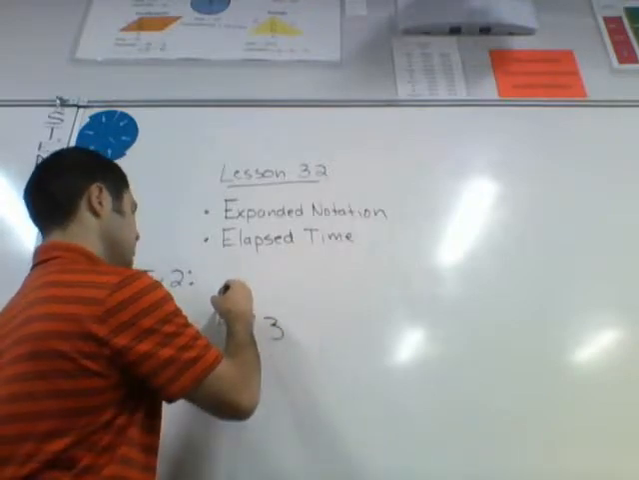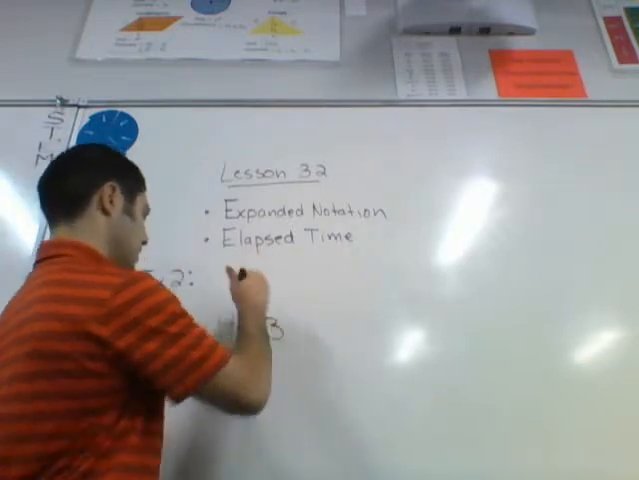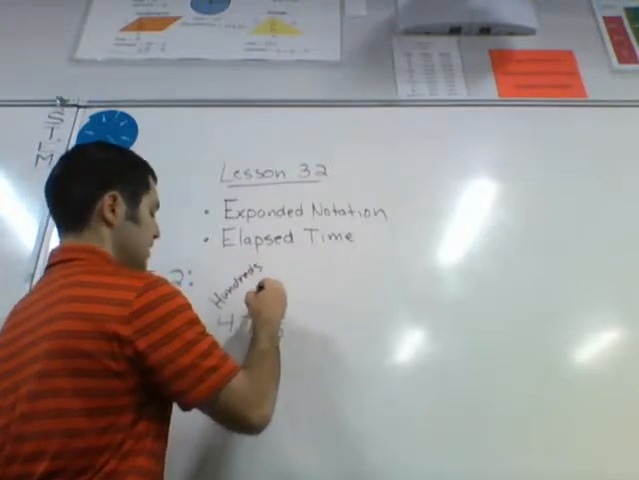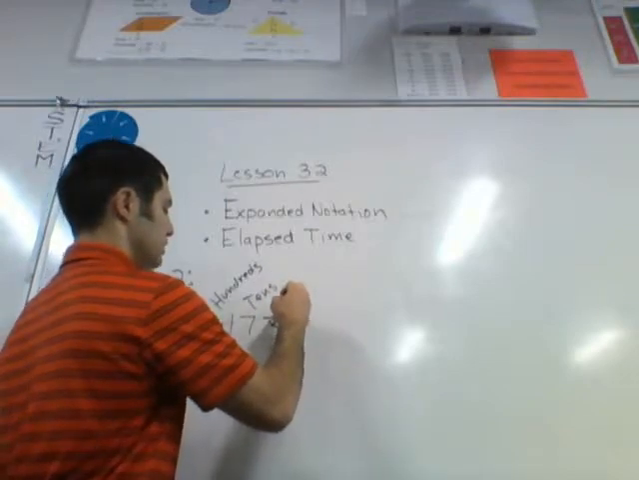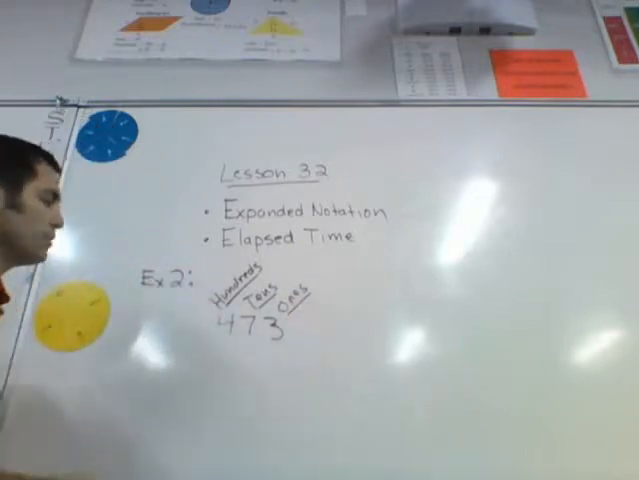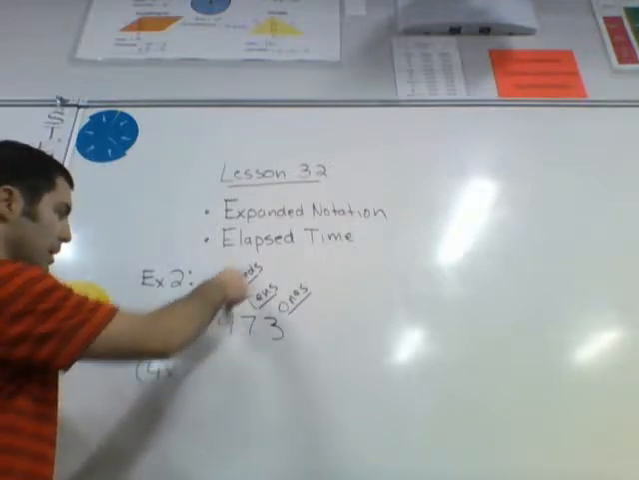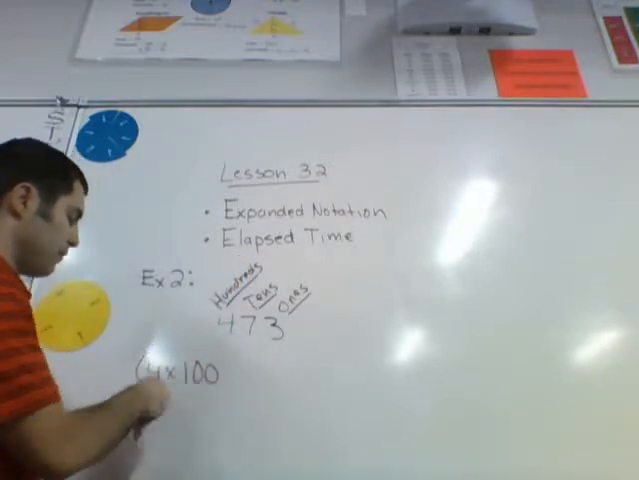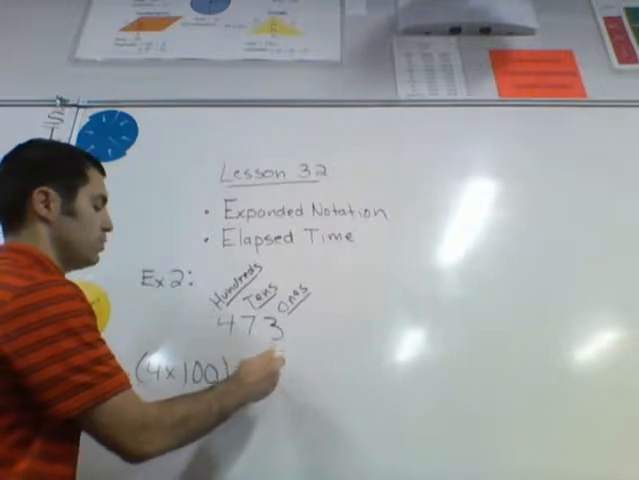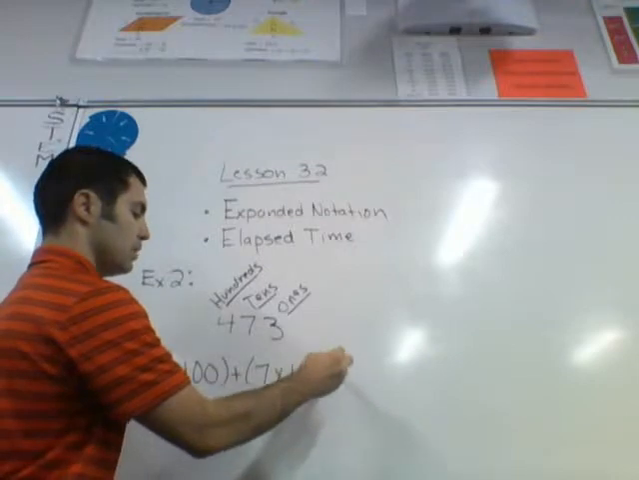473. The 4 is in the hundreds spot. So I'm going to write above it, hundreds. The 7 is in the tens, 3 is in the ones. Okay? So if I want to expand that out, I'm going to take 4 times, the 4 is in the hundreds spot, so I'm going to write 100 right next to the 4. That's why I wrote 100 there. I'm going to add that to the next one, which is 7, which is in the 10 spot, and 3, which is in the 1 spot.